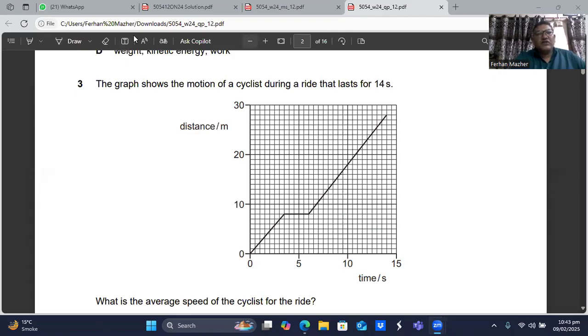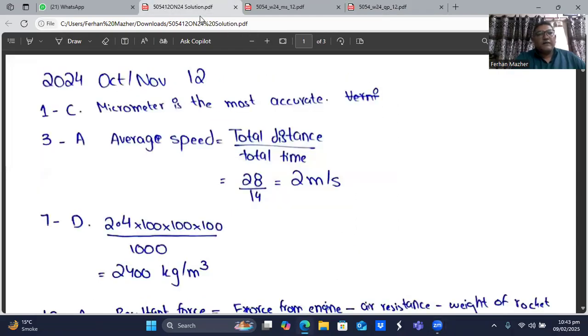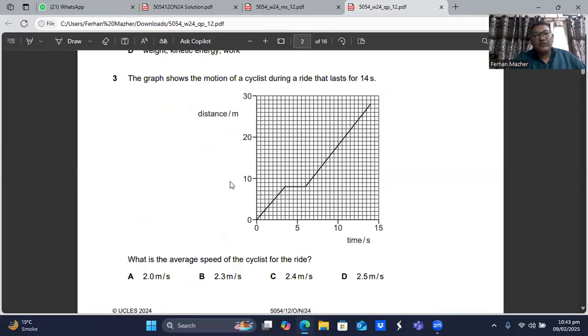I have done this on a paper. Okay, so here we go. Average speed is the total distance traveled divided by the total time taken. The total distance traveled here is 28 meters and the total time taken is 14 seconds. So the average speed will be 2 meters per second. So let's check 2 meters per second.